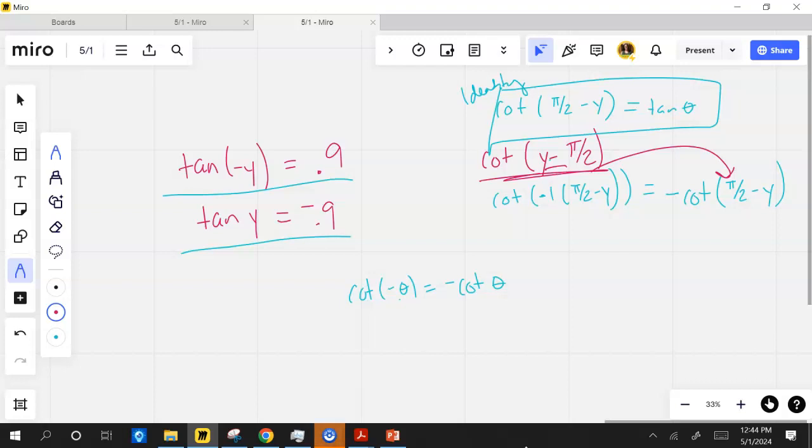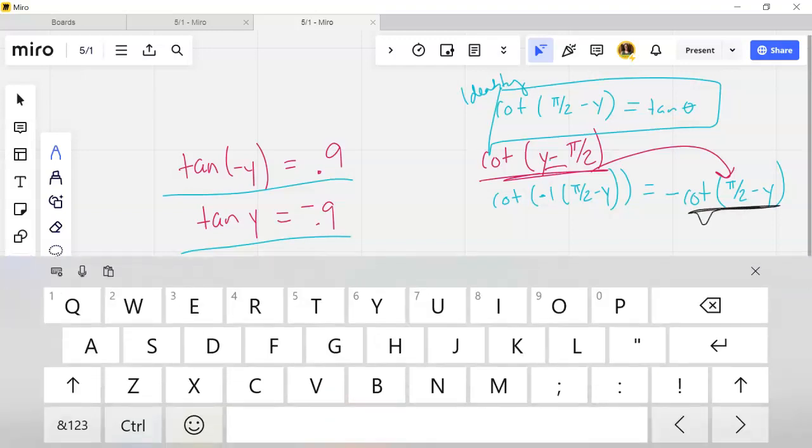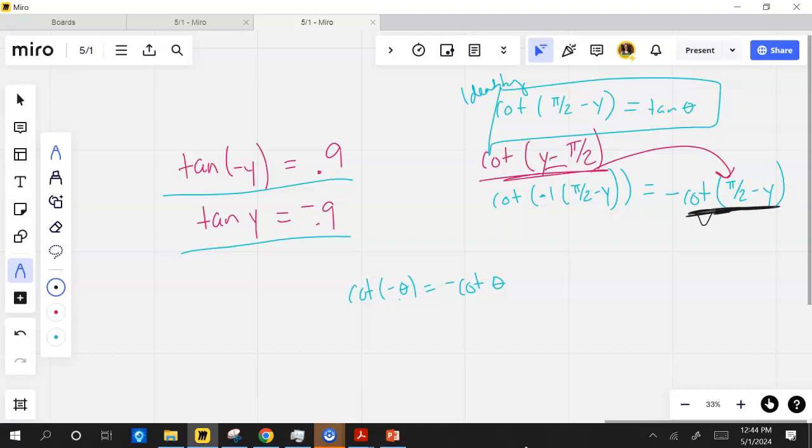So now what do I do, right? The cotangent of this, ignoring that negative right now, is tangent theta. Do you agree? So this is really now, just follow that negative down. So this will be negative tangent of, and I'm mixing up my thetas and my y's here. This is really y. This is just negative tangent y.